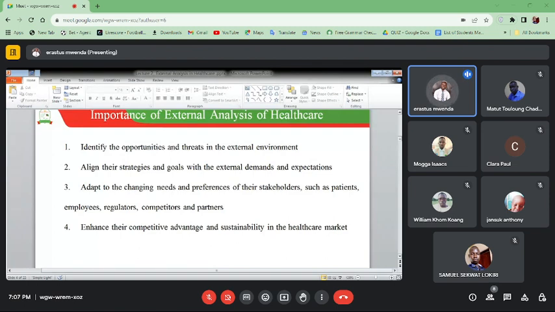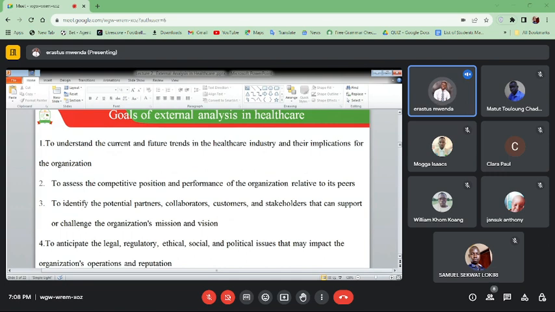And also in terms of importance, the other one, once we study the external analysis environment in healthcare, we are able to enhance competitive advantage and sustainability in healthcare market. So competitive advantage means once we carry out external analysis, then we are going to note on areas of improvement, and we are able to improve and become better compared to other healthcare organizations that are around us or are our competitors.